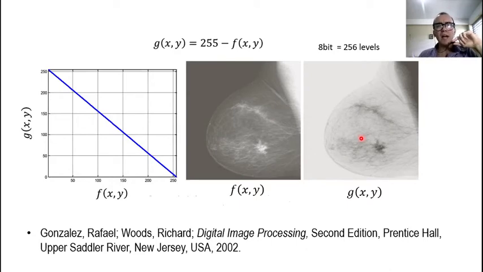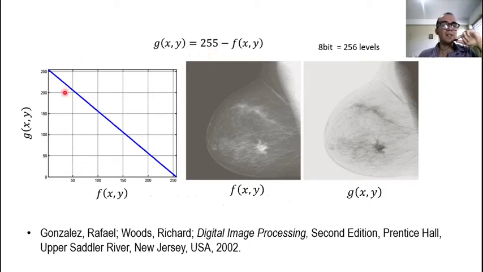How can we achieve this? We can achieve this result using this math expression, in which we have the input image f and the output image g, and the operation is very simple. We are just subtracting the original image from 255. It is important to keep in mind that we are talking about 8-bit images, which means we have 255 levels. So that's why it's 255 here.